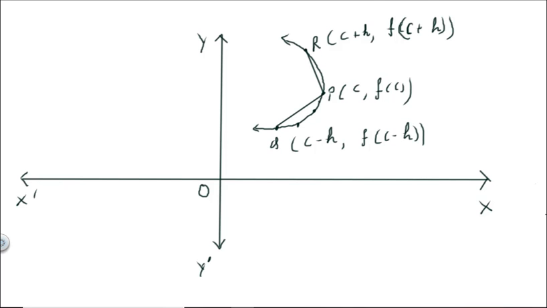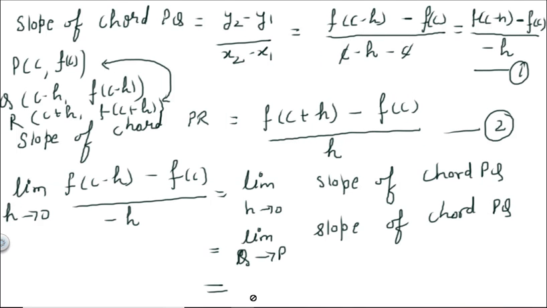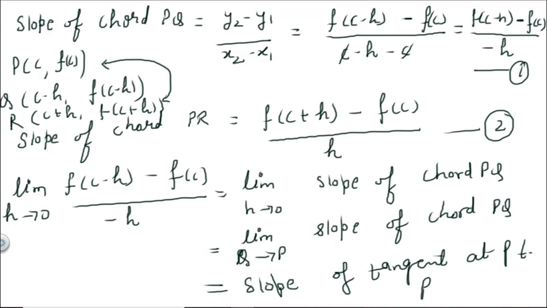So what I can write is, I can just replace this and say here that I can also write about slope of tangent at point P. Slope of tangent at point P.